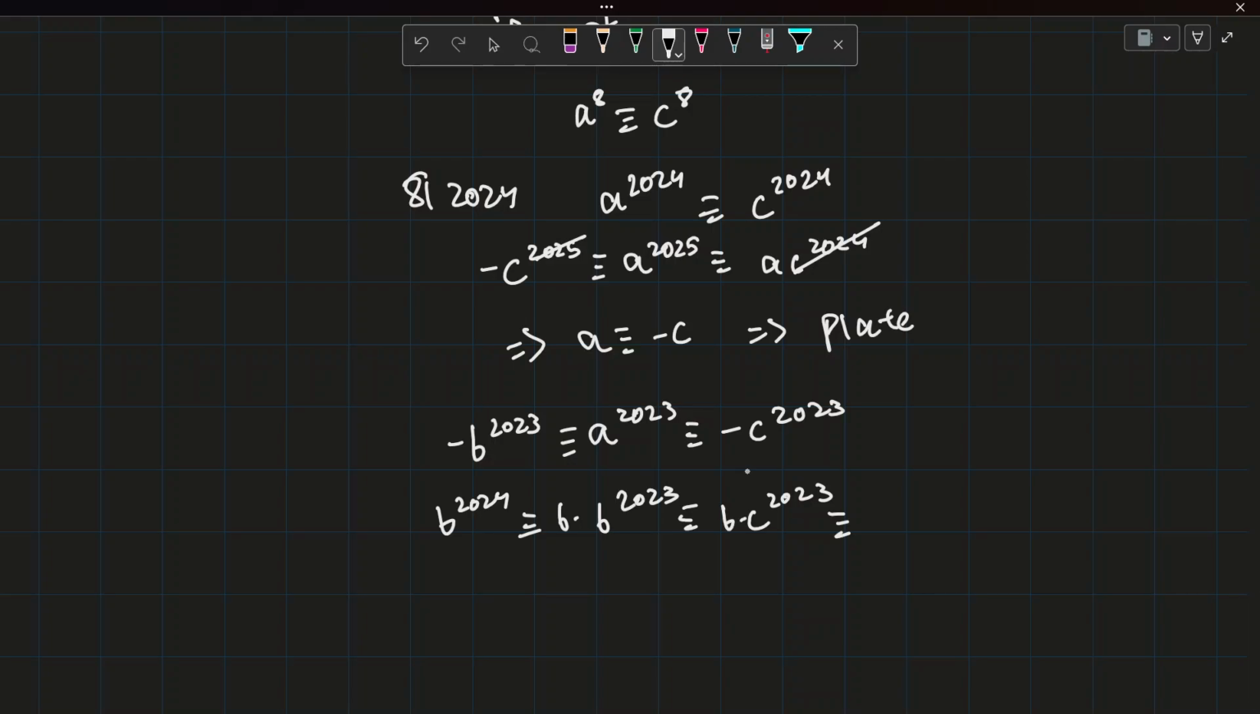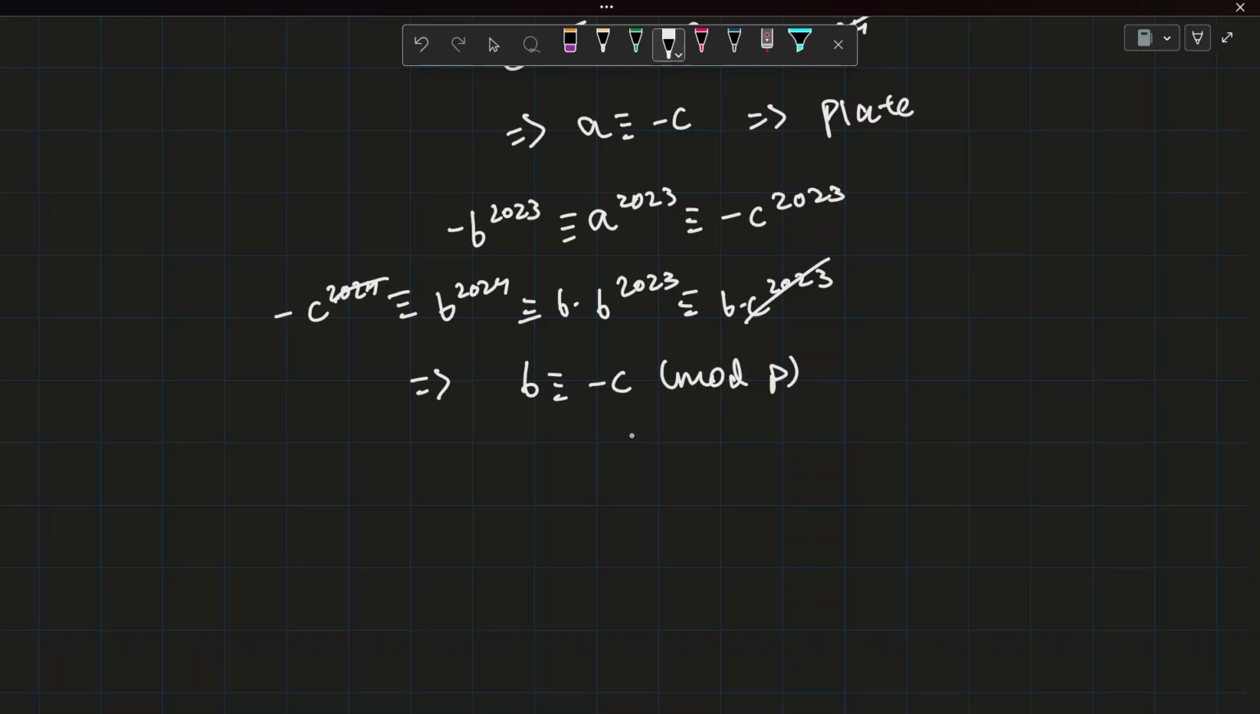And this becomes B to the power 2024 is, of course, congruent to minus C to the power 2024. This is fairly simple because B to the power 2024 plus C to the power 2024 is divisible by P. So from these two steps, we can cancel C to the power 2023, and we are left with B is congruent to minus C mod P. Okay. So now we also know that A is congruent to minus C, and from this too we can conclude that A is congruent to B mod P.